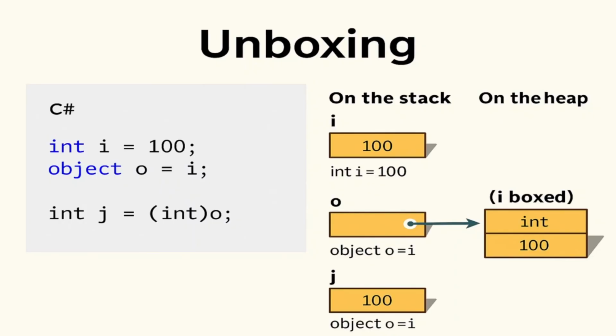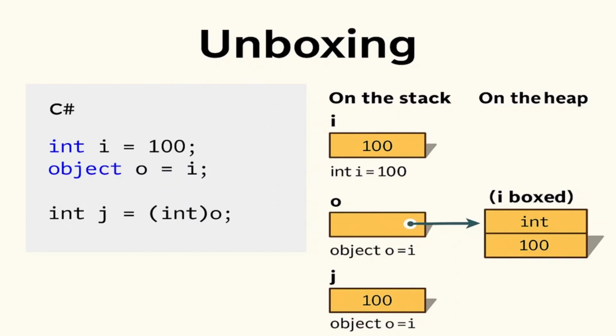Now let's take a look at what happens when we do the unboxing. Unboxing is the process of explicitly converting a box object back into its original value type. The interesting thing, if you see, is int j equal to, and then there is an explicit cast, which says int, and you have the o here. So in unboxing, we first create a value type integer to unbox the value from the object. So unboxing requires explicit casting.